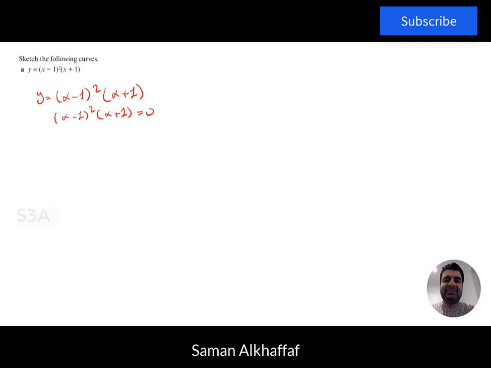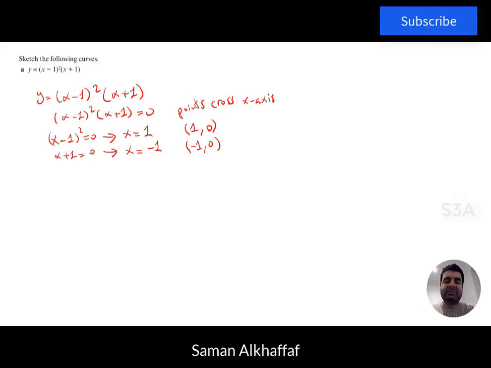First we will equate (x minus 1) squared to 0, so that will give us x equal to 1. And when we equate x plus 1 to 0, that will give us x equal to minus 1. In terms of finding the points where it crosses the x-axis, we would have 1 and 0. We would also have minus 1 and 0. So these are the points where it crosses the x-axis.